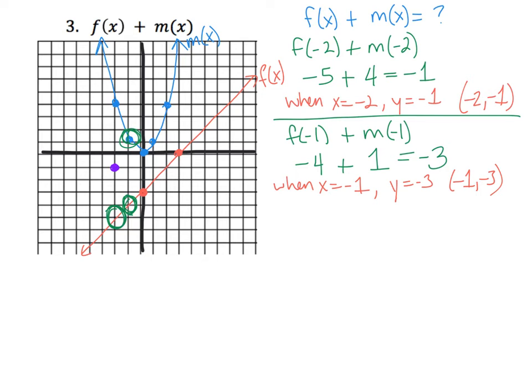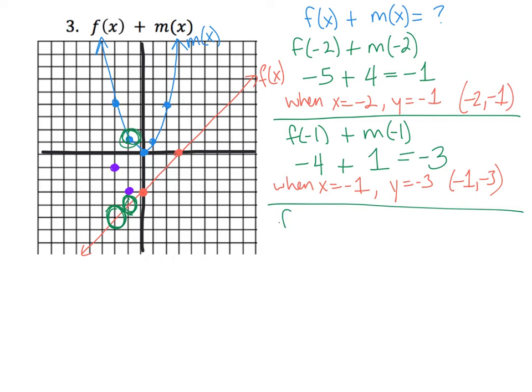Let's go put that on our graph. -1, -3, that is right there. Okay, I'm excited. We've got 2 points. I'm not going to connect them yet because I don't know what shape it's going to make because I'm adding a parabola and a line. So what shape is that going to make? I don't know. Let's find out.